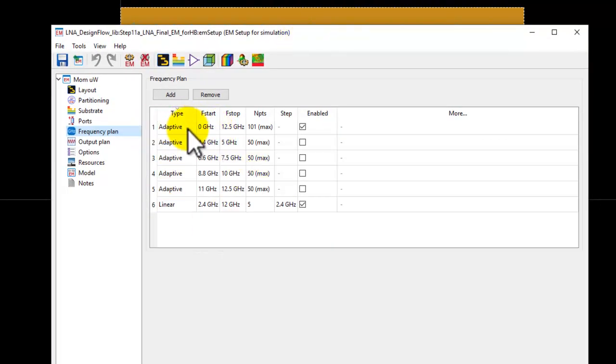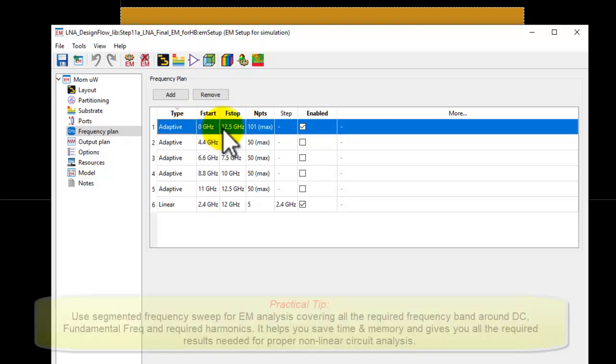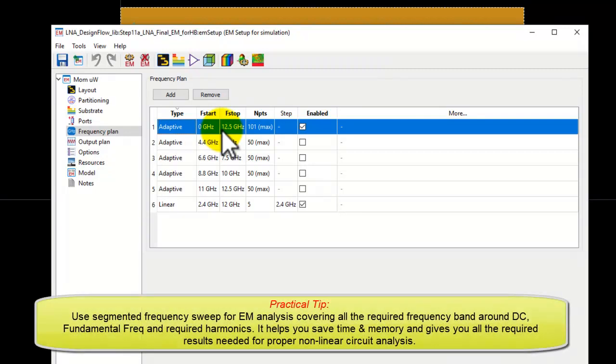So in approach number 1, which is like a blind approach, you can start from 0. Make sure the f-stop covers your 5th or 7th or whatever harmonic you may be interested in, and you can set up a single sweep covering the entire frequency range with the required number of points, and you can run the simulation. Now, this approach is okay if you are doing maybe up to a 5 gigahertz amplifier, because you can do a single sweep from DC to 25 gigahertz and everything is fine, right? Although that's not the most efficient way, it's still manageable in most application cases.